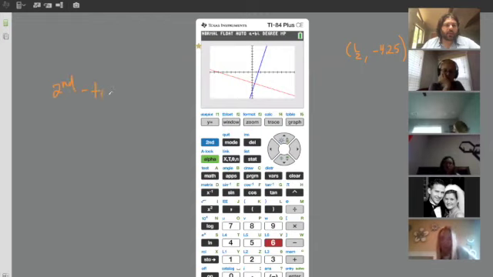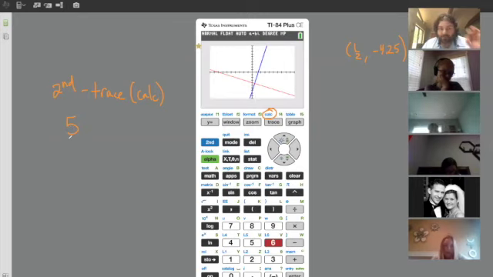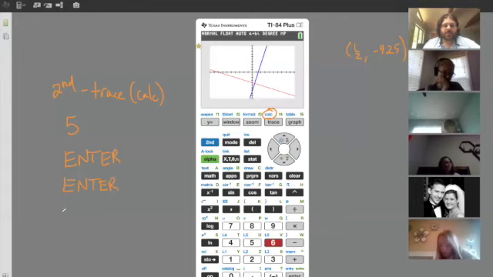Then the trace button. Now the trace button is actually going to be the calculator button, because it's the second function of the trace button. See where it says calculate in blue? So second calculate is really what you're doing. Second trace. And then you're going to hit the number 5. You're just going to type in the number 5, and then you're going to hit enter, enter, enter. You're going to hit enter 3 times.